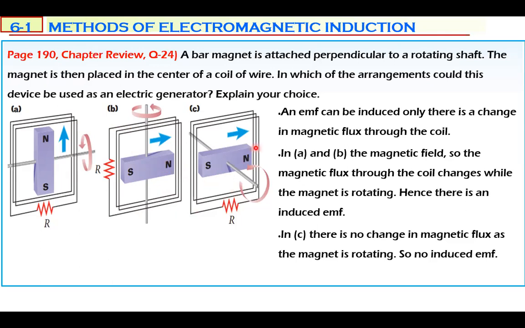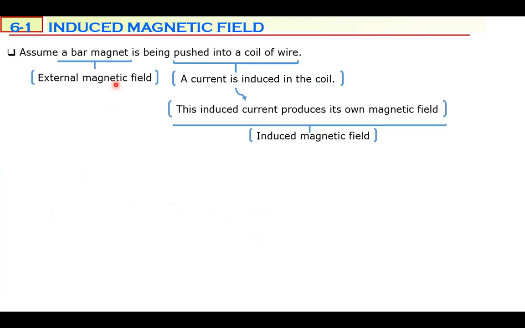But in C, when you rotate it like this, initially the N pole and S pole are parallel. So the magnetic field of the magnet is parallel to the plane of the loop. Then when you rotate it, the N pole shows up in the plane of the page and the S pole shows down in the plane of the page. Again parallel, so it is still parallel to the plane of the loop. So there will be no change in the magnetic flux, and no induced EMF in this coil. So C cannot be used as a generator, but A and B can. And we will advance a little more.